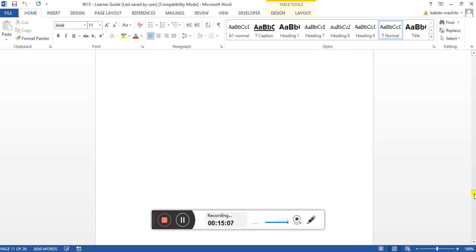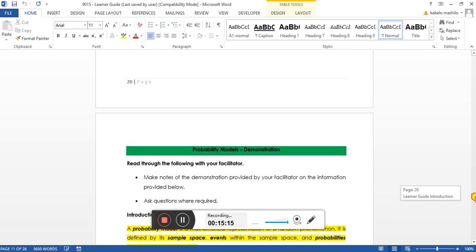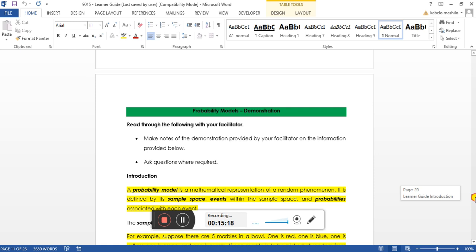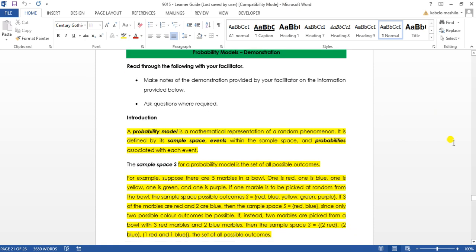And yes guys, let's move into probability models and demonstration. Introduction. A probability model is a mathematical representation of a random phenomenon. It is defined by its sample space, events within the sample space, and the probabilities associated with each event. So a sample space S for a probability model is the set of all possible outcomes.